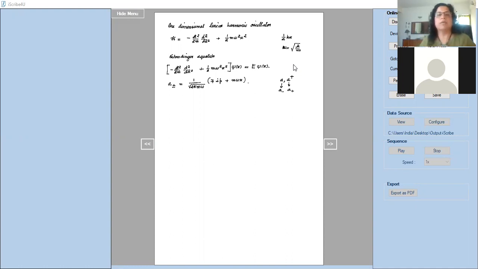Okay, so this is how you can try and remember your A plus and your A minus. Now, in terms of the A plus and A minus, of course, your Hamiltonian, I would suggest that you try and remember this. It becomes H cross omega, A minus A plus, minus half. Or you can also write it as H cross omega, A plus A minus plus half. Again, if you can remember this, it will help you.